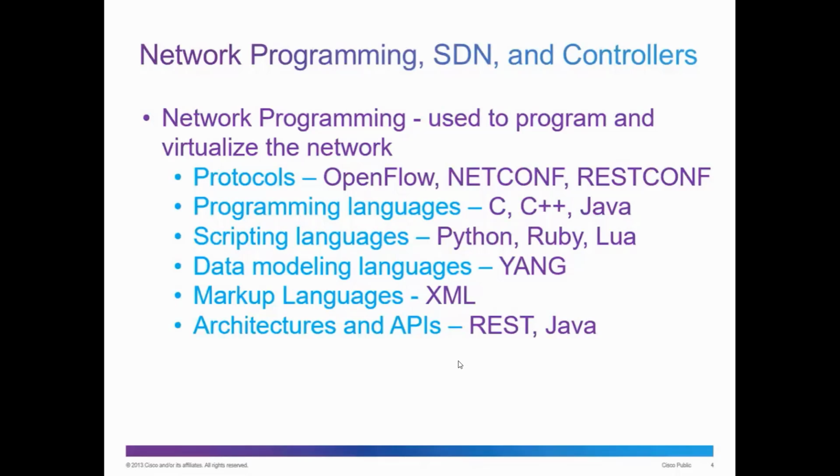Programming languages like C, C++, and Java, scripting languages like Python, Ruby, and Lua, data modeling languages like YANG, markup languages like XML, and architectures and APIs like the REST architecture and API used over a web browser, and the Java API with all of its libraries and pre-written classes and blocks of code.